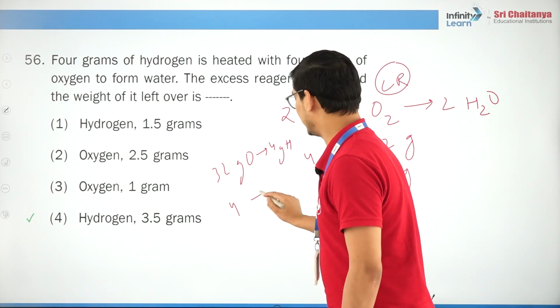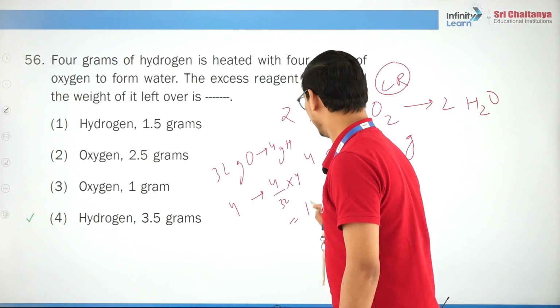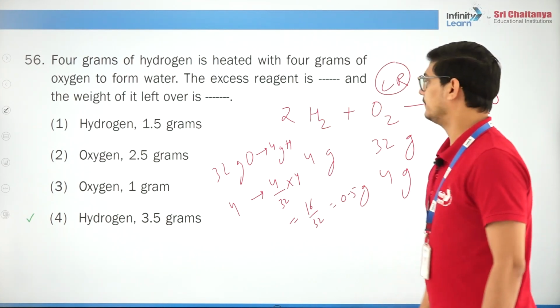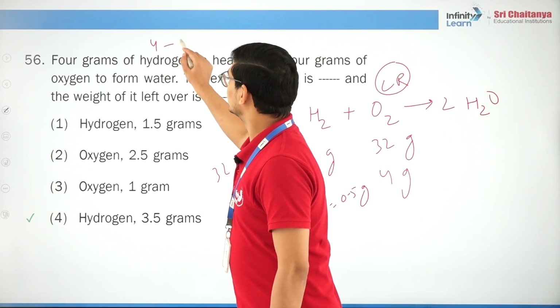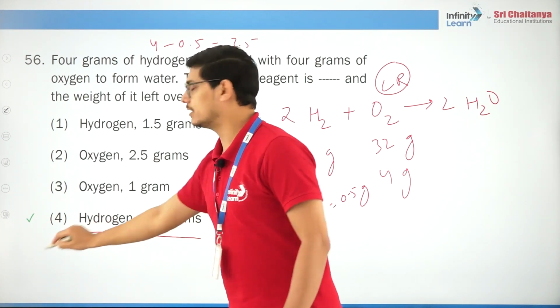So 4 gram of oxygen reacts with 4 by 32 multiplied by 4, right? It will be 16 by 32, it will be 0.5 gram. So 0.5 gram of hydrogen will react. So what will be the left behind? It is 4 minus 0.5, it is 3.5. So this will be your correct answer.